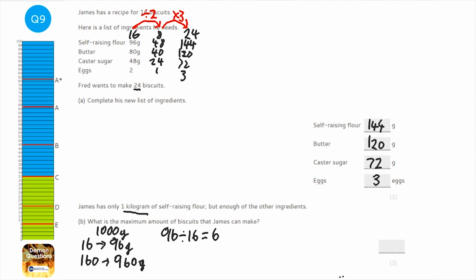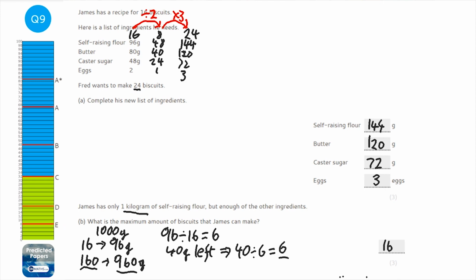So to make 1 I need 6 grams of self-raising flour for 1 biscuit. So how many 6s are left there? Well, there's 40 left, so 40 grams left. And so what I want to do is 40 divided by 6, which means 6 times 6 is 36, so I can have another 6. So I can have this 160, and also I can have another 6.